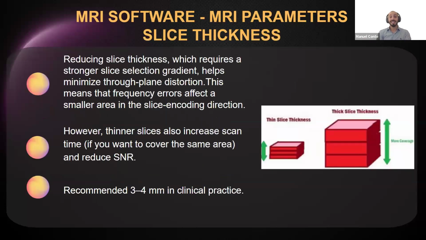Another one is the slice thickness, and reducing the slice thickness decreases the through-plane distortions. Reducing the slice thickness uses a stronger slice selection gradient. However, if you decrease the slice thickness, you also decrease the SNR. Normally, it's good to use 3-4 millimeters of slice thickness in clinical practice.